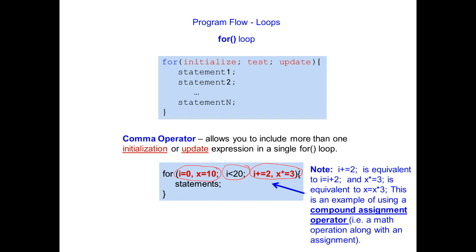Notice again that we can have multiple updates, each separated by a comma. And here we have a shorthand, which is called a compound assignment operator. Here we're going to take i and add 2 to it, and plus equals is the same thing as writing i equals i plus 2. We can write the shorthand as just i plus equals 2. So this is a C shorthand. We can do the same thing for multiplication, where here we would be multiplying x by 3. Instead of x equals x times 3, we can just write x times equals 3.